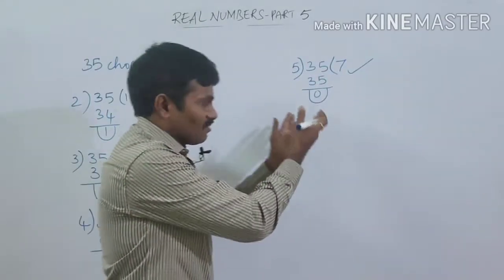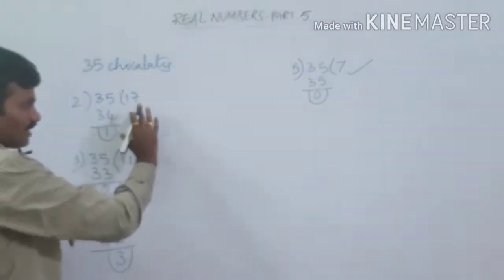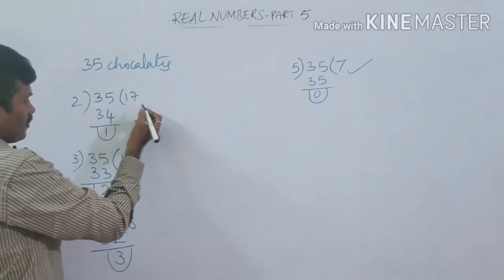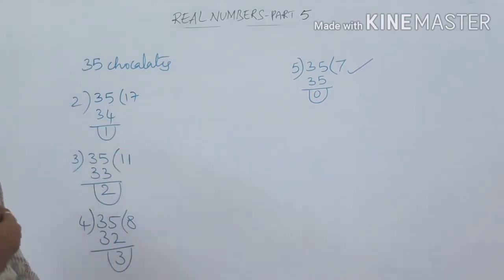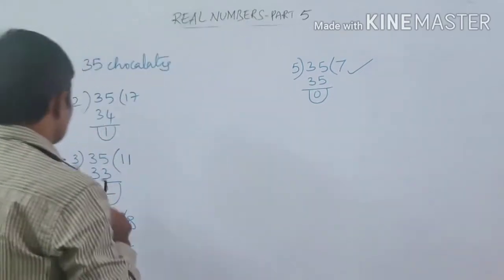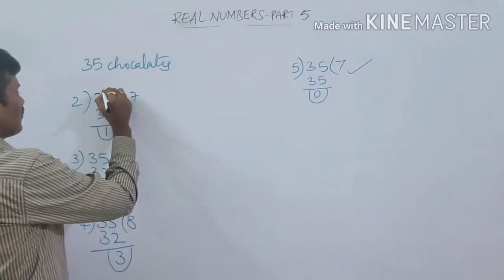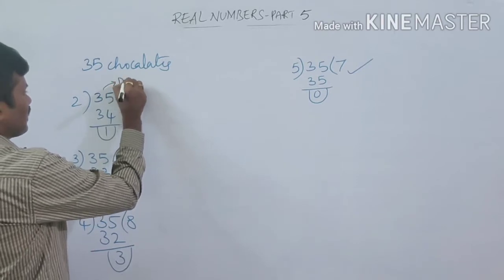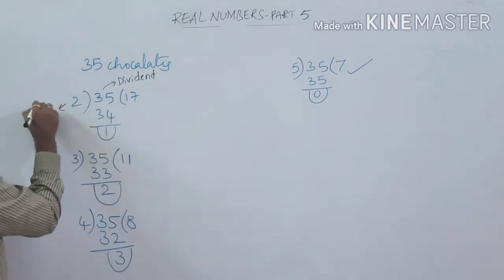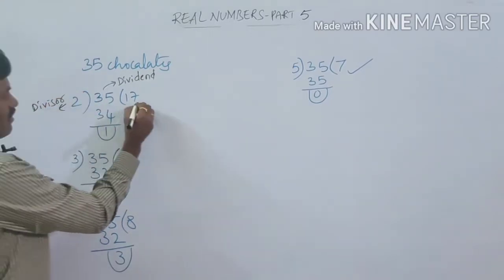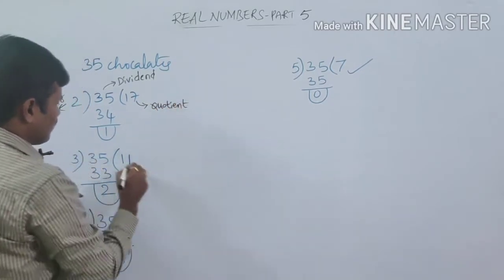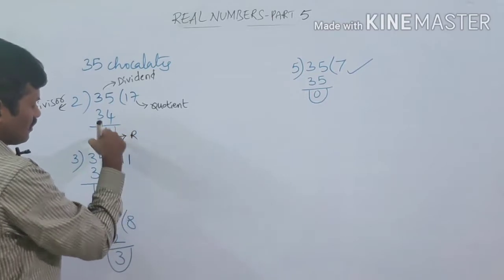Now, if we write these in a mathematical sentence form, how to write? Already in our lower classes, 6th to 8th, we learned: in this division, 35 is called the dividend, 2 is called the divisor, 17 is called the quotient. Am I correct or not? And what remains, this 1, is called the remainder.